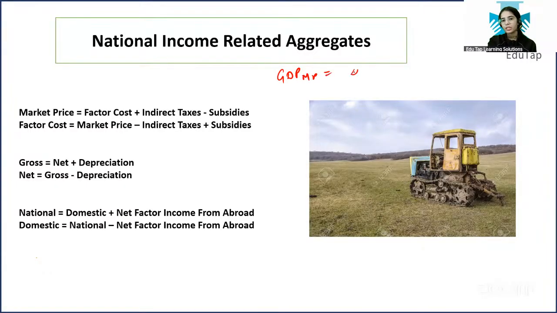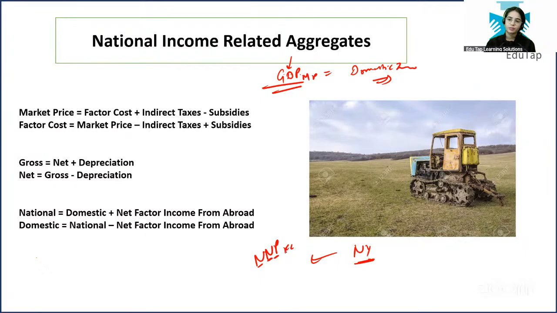In India, for domestic income, we use GDP at MP, gross domestic product at market price. This is for domestic income or domestic product, okay? Because it is taken at domestic territory. Now, for national income, we use the term NNP at FC. This is net national product. So national income is taken at NNP at FC.